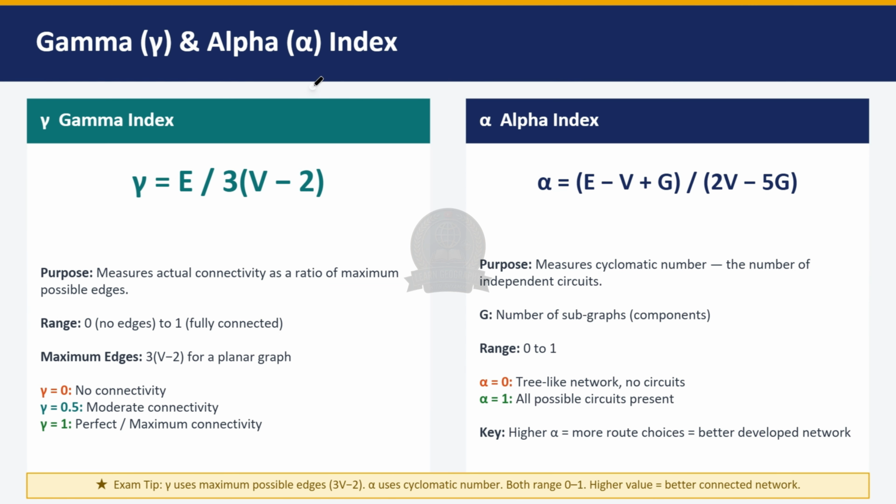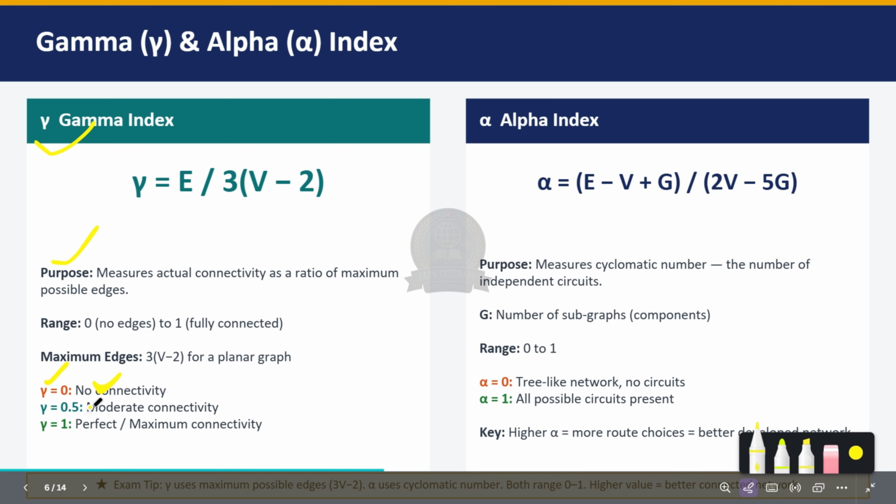Similarly, gamma index and alpha index. Gamma is equal to E divided by 3 into (V minus 2). Purpose: it measures actual connectivity as a ratio of maximum possible edges. Ranges from 0, no edges, to 1, fully connected. Maximum edges are 3 into (V minus 2) for a planar graph. If the gamma index is equal to 0, there is no connectivity. If gamma is equal to 0.5, moderate connectivity, and if it is 1, then it is perfect and maximum connectivity.